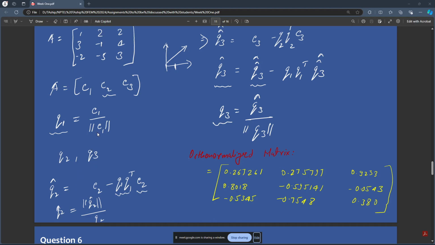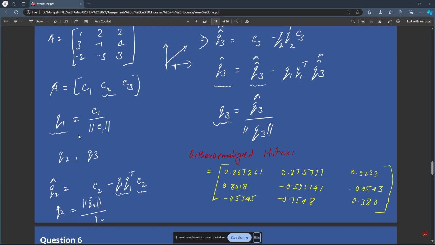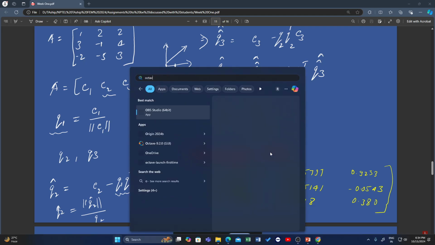For E1 you have to take the norm. How much are you getting for Q1? Q1 is 1 by 3, 2 by 3, minus 2 by 3. Okay. Now for getting Q2 we need to remove the projection. Let me open Octave.